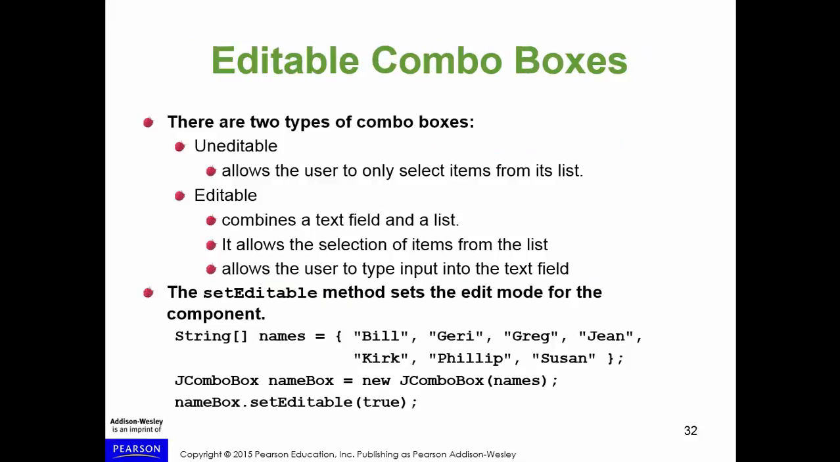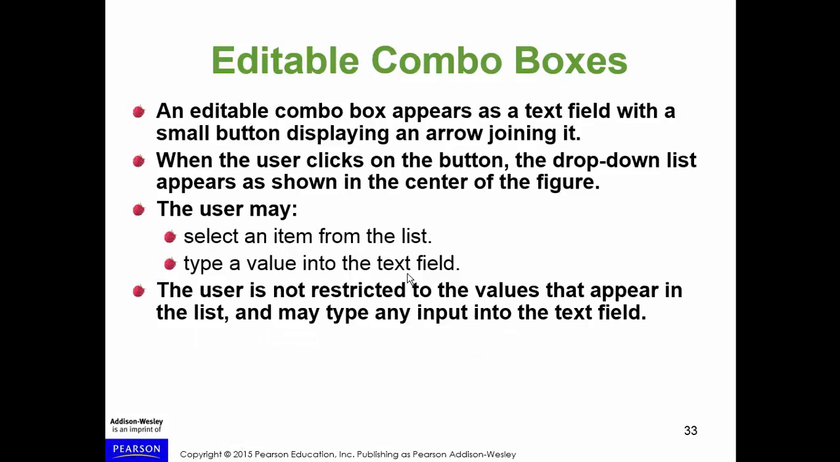Notice there are two types of combo boxes: uneditable, which means you can only select what's from the list, and editable, which is kind of like a text field with a list box underneath it, because you can select things that are in the list, or you can type input into the text box and add new names. So let's say I wanted myself from here, I'm not in there. So if it was set up that it was editable, I'd be able to come in and add my name.